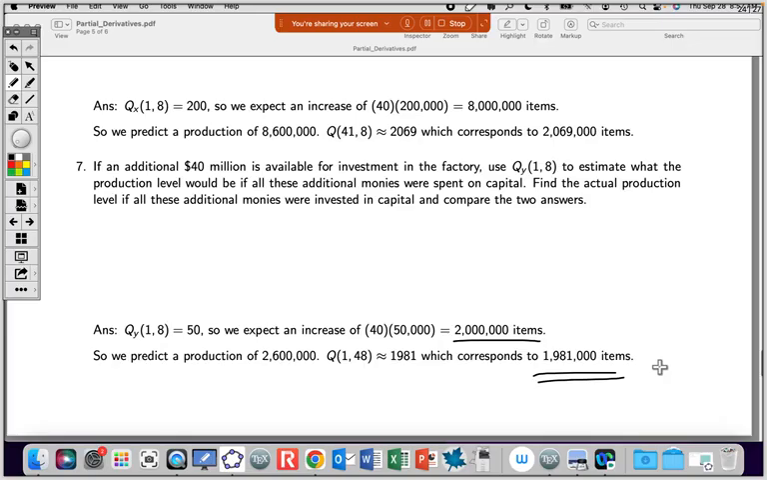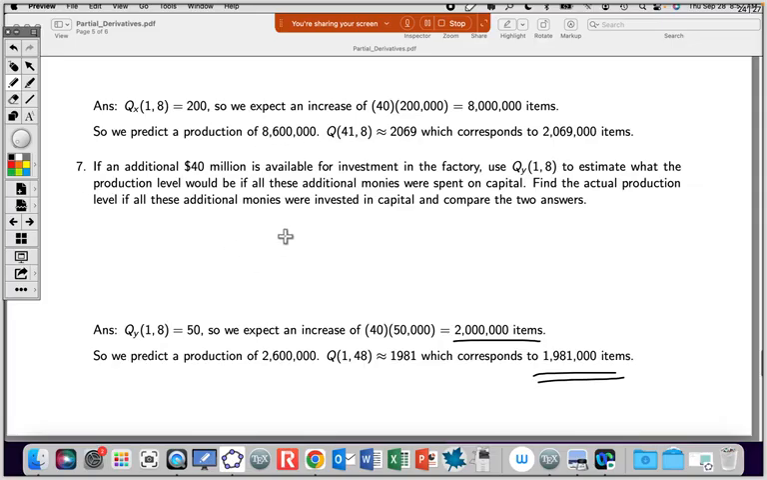So the reality is you would probably put some into labor and some into capital in order to grow things the best, instead of putting all your eggs in one basket. And this is the problem we're going to come back to later in the chapter when we develop more tools. Because right now we're just looking at derivatives in the x direction and y direction.